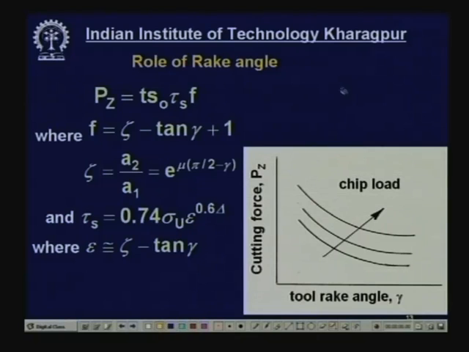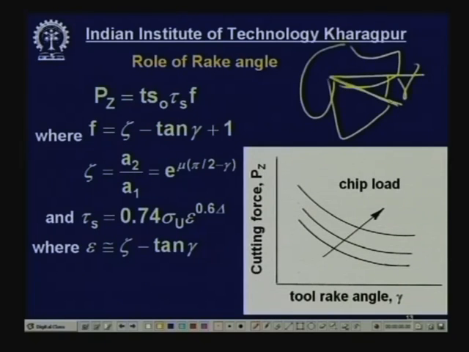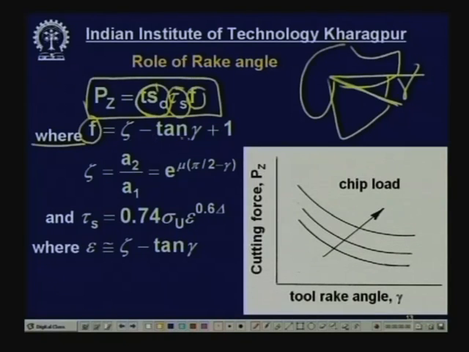Now, role of rake angle. What is rake angle? If this is a cutting tool and the chip flows like this, then this is the rake angle, the slope of the rake surface. Now, we know that Pz, the main cutting force, is given by the product of depth of cut and feed, which is called chip load, a measure of productivity, times the shear strength of the work material under the cutting condition, times a form factor. What is the form factor? It is zeta minus tan gamma plus 1.